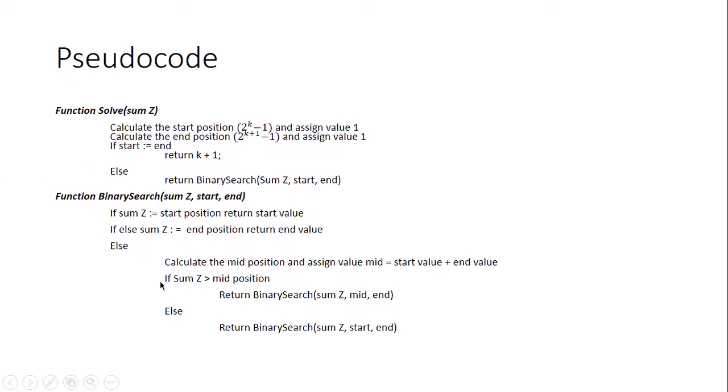But if not, which means z is still in the range, you calculate the mid position and assign the mid value equal to the start value plus the end value. If z is larger than the mid position, you only need to care about half of it, the right hand side, so you do the binary search with that half. Otherwise, it is on the left hand side, and you only care about the left side part. So that pretty much is the pseudo code.